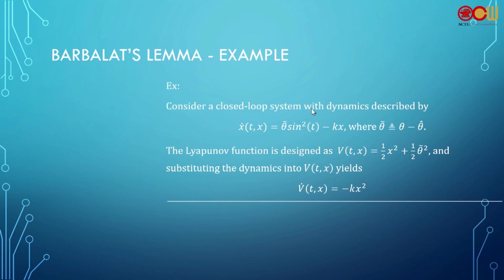For example, here is a case where we apply Barbalat's lemma. Given nonlinear non-autonomous dynamics, because here you see the t component, theta tilde is the estimate error of theta, and theta hat is the estimate value of theta. Okay, so this is the estimate error. Given these dynamics, we choose a Lyapunov function to prove stability. Okay, so we choose this Lyapunov function.